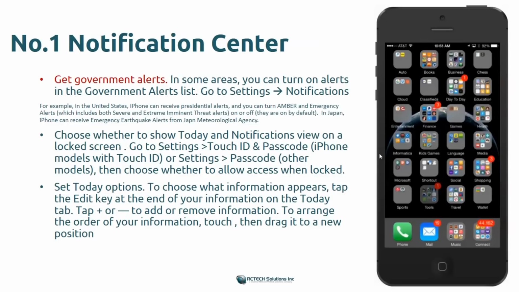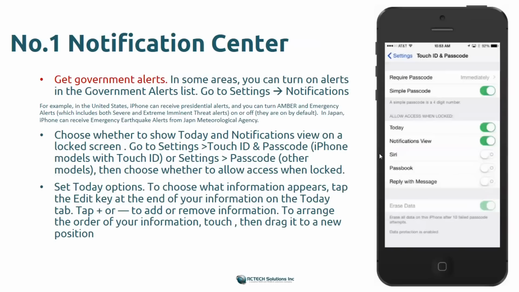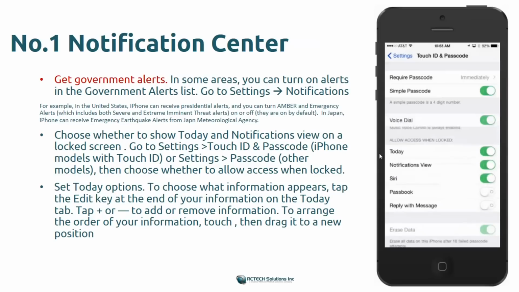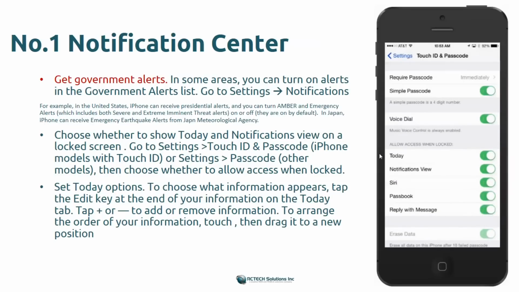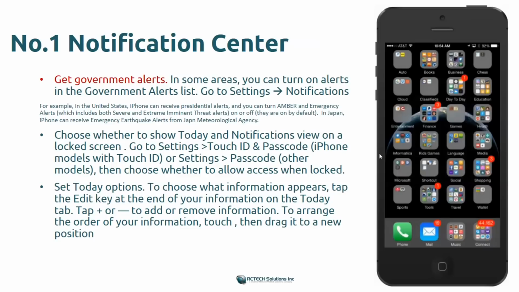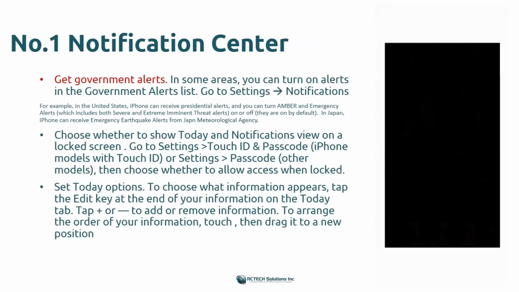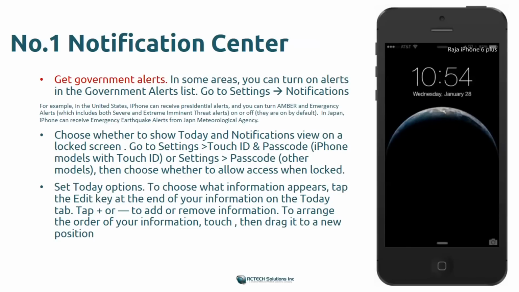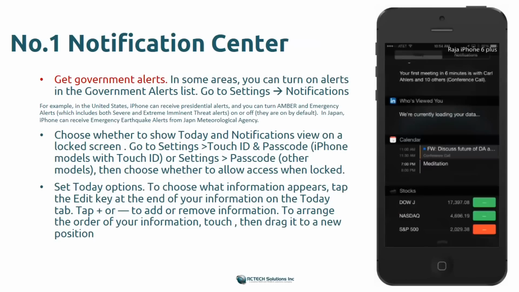Again, go to Settings, Touch ID, enter your passcode. Within that, there is an option called Allow Access When Locked. I can enable all the possible options like Today view, Siri, Passbook, Reply with Message. Go to the home screen, lock my phone. Go to that, then scroll down and up. I see all the information.